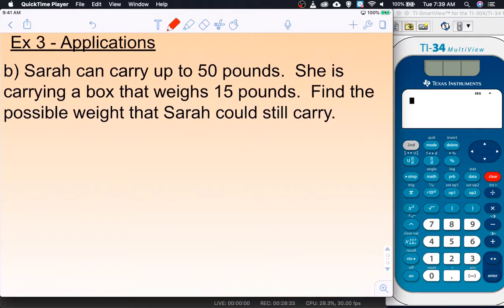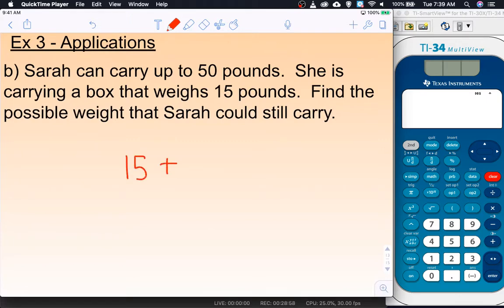Another basic problem, but still, Sarah can carry up to 50 pounds. She's carrying a box that weighs 15 pounds. Find the possible weight that Sarah could still carry. Okay, so I'm imagining Sarah, she's carrying 15, but she could also get some more, right?